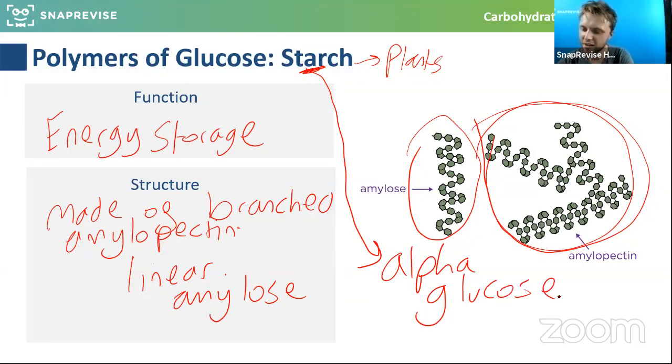Okay, so linking the function and the structure is for energy storage. The structure is it's made of branched amylopectin. I'll talk about that in a second. And it's made of linear amylose.